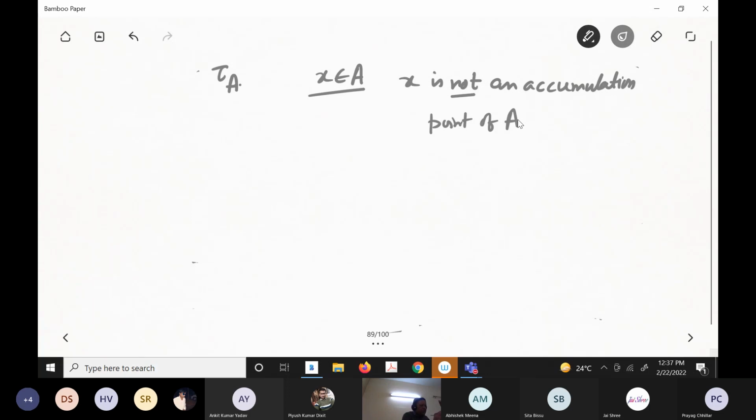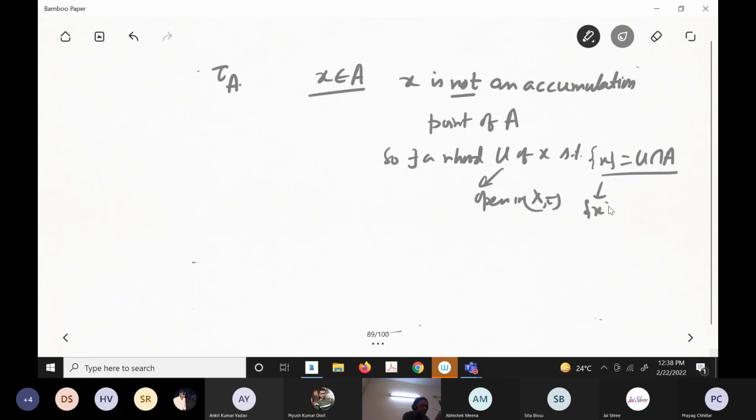If x is not an accumulation point of A, what does that mean? There exists a neighborhood of x which will intersect A only in x. So there exists a neighborhood Q of x such that Q is open in (X, tau). That means x is open in X. Whenever a topology is discrete if and only if every singleton is open, because an arbitrary union of open sets is open. So that tau is the discrete topology.